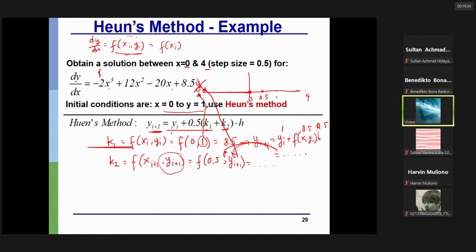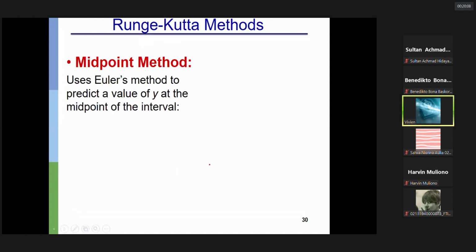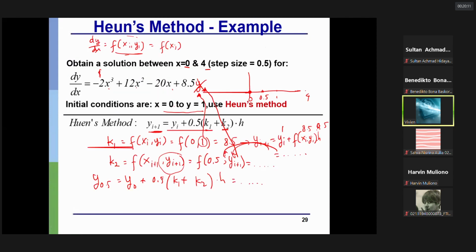And then once we insert it here, we can find the value of the slope. So when we calculate y at 0.5, that will be equal to y0 plus 0.5 times k1, we insert the value here, plus k2, we insert the value, times h. That will be the final result. So this will be the value at 0.5. What we calculated earlier with Euler's method is only used to find the slope for k2. Once we have the value of k2, this is the final result for the position of 0.5.